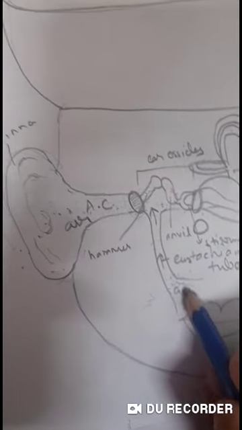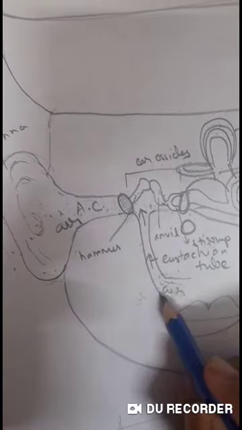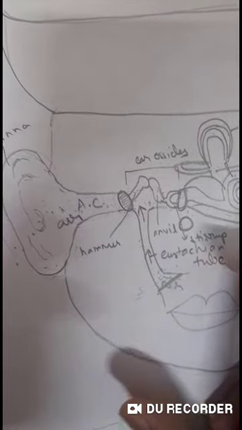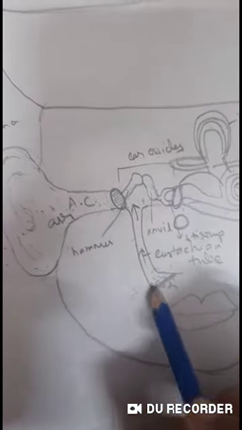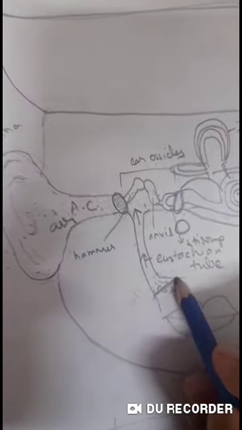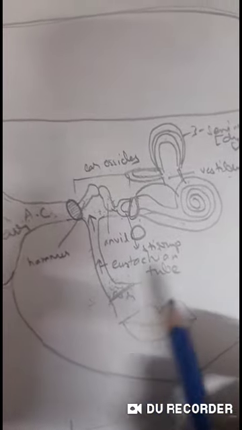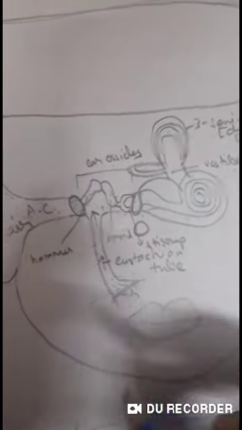Now why do we have to drink water? Because if we just open our mouth, the air pressure does not equalize. To equalize the air pressure, the eustachian tube also has to open. This eustachian tube only opens when we are yawning or when we drink water. So that is why water is given in the airplanes.